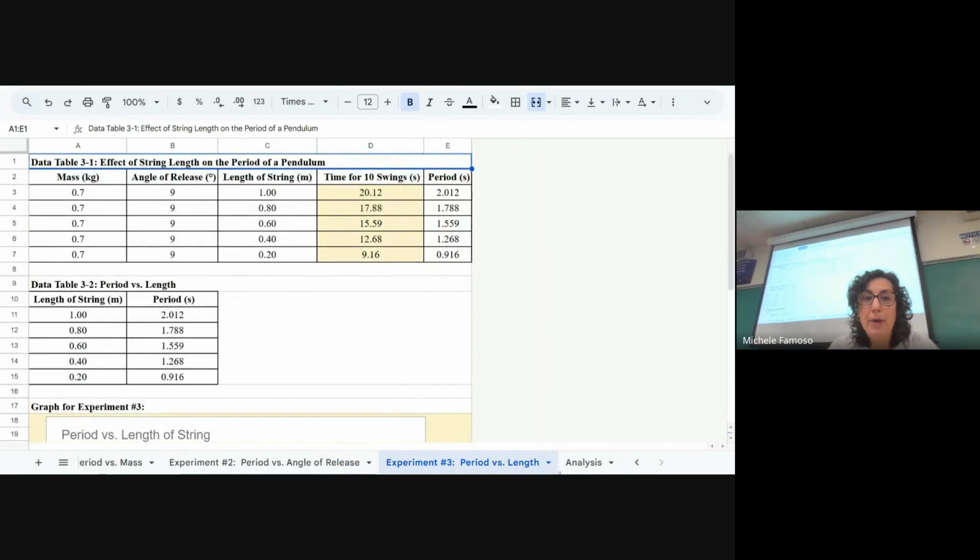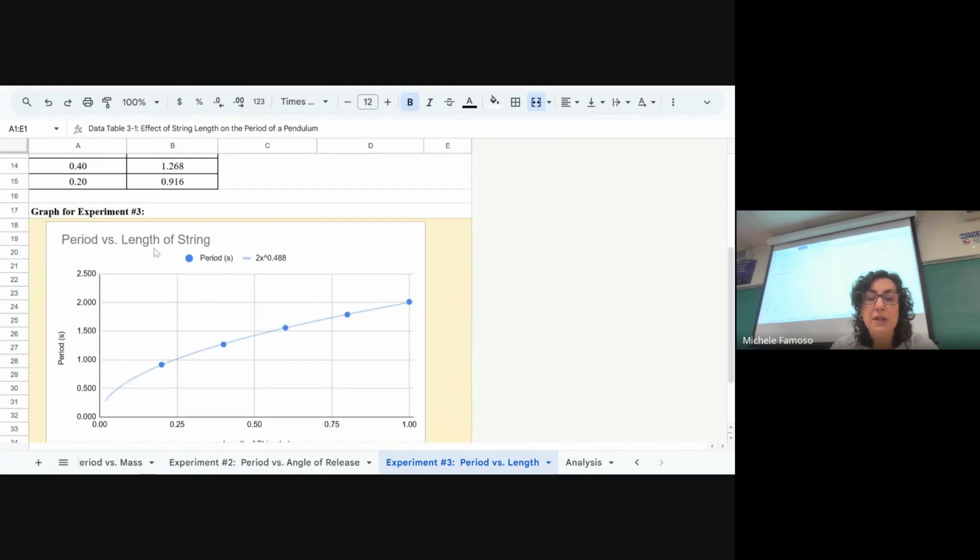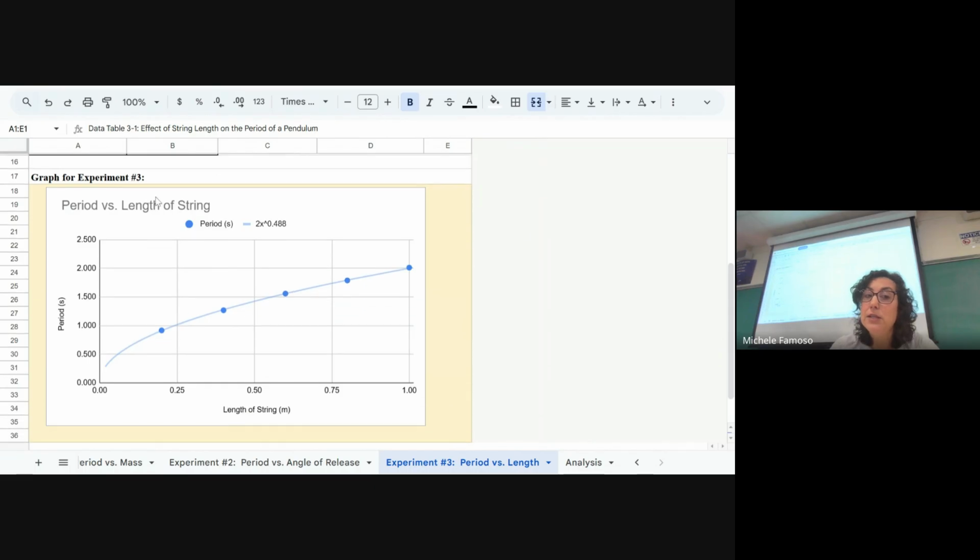In the third experiment, now we kept the mass the same and the angle the same, and we changed how long the string was. Again, measuring the time for 10 swings. The Google Sheet calculated those periods for you, and then you made a graph of the period versus the length of the string. You modified the title to remove the units. You added the 0 on the horizontal axis, so you have a vertical grid line. You added the trend line, which in this case turned out to be a power series curve, and then you added the equation for that trend line. Good so far? Everything looks the same?